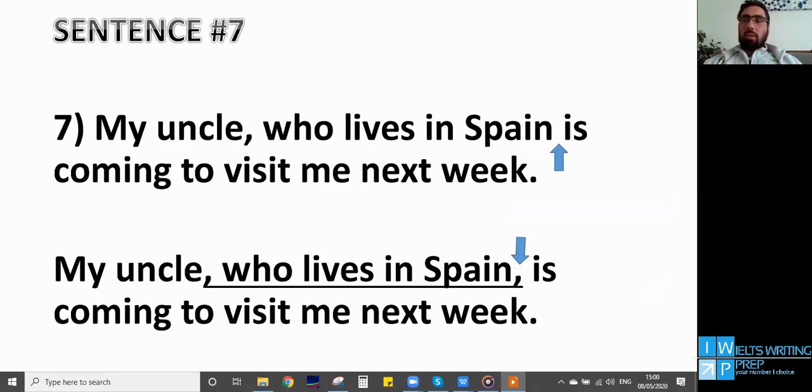So that, yeah. Just a quick question here, just to see if you understand. Where is the independent clause in this sentence here?